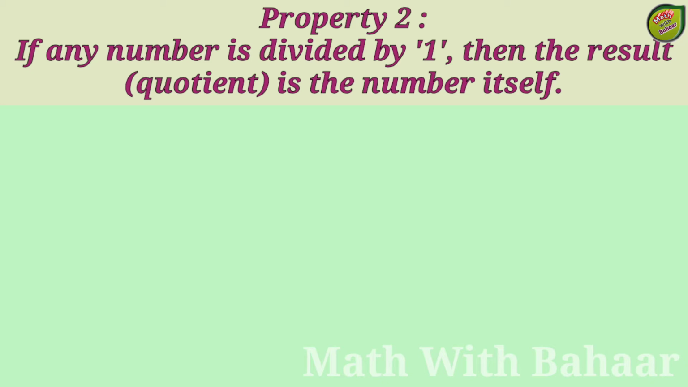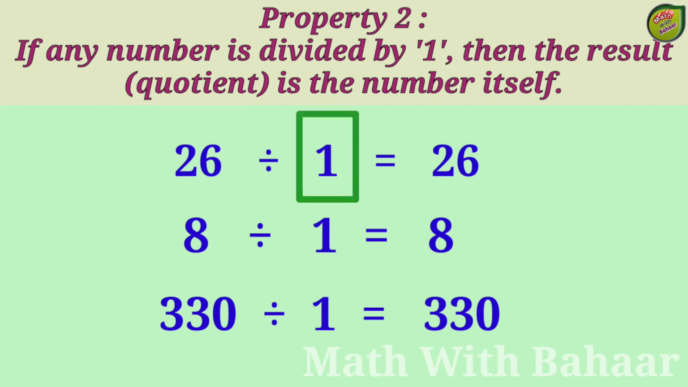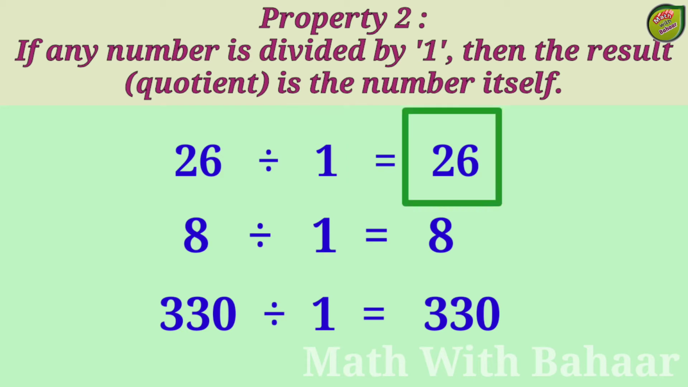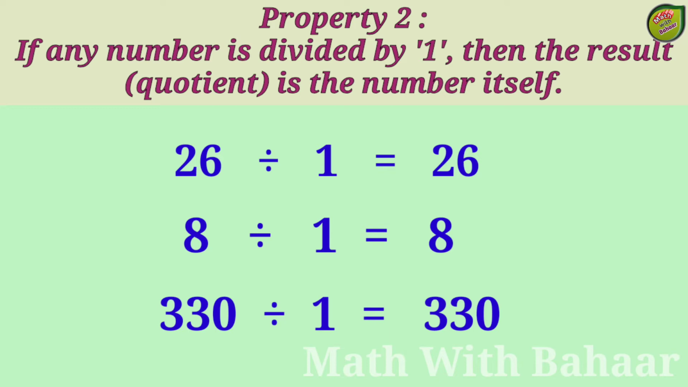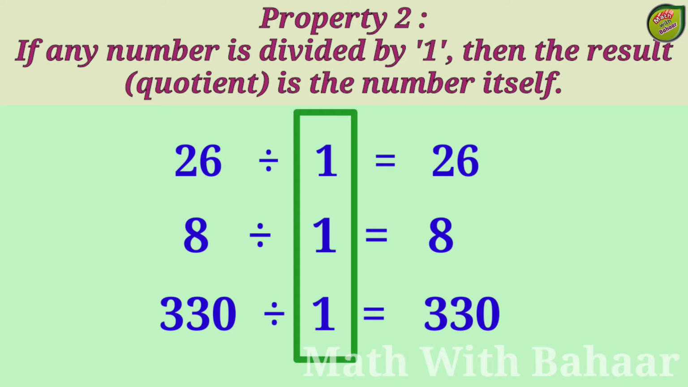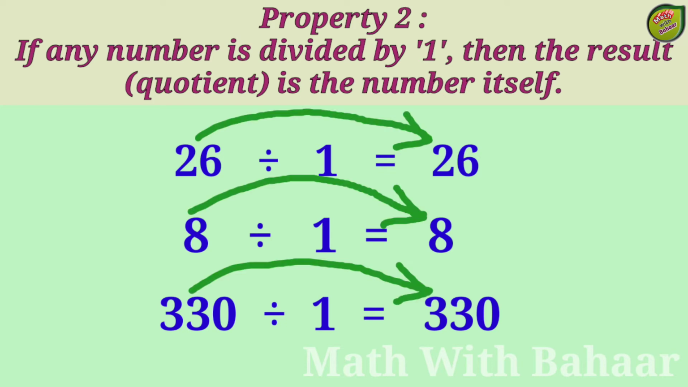So here we have 26 divided by 1, which is equal to 26. So 26 here represents the dividend and 1 represents the divisor. So therefore we get the quotient as the number itself, which is equal to 26. Next we have 8 divided by 1, which is equal to 8. So here in all the problems we can observe that the divisor is equal to 1, right? So if we divide any number by 1, the result will be the number itself. So 8 divided by 1, we get 8 itself. 330 divided by 1, we get 330 itself.